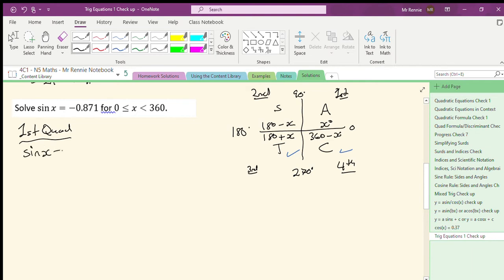So I'm going to work out when sine x equals 0.871, take the sine inverse, and what I get is 60.570, and if we round that, we get 60.58 degrees. Okay, now even though that is my answer x, that won't be one of my solutions, but I need it to get my first and second solution.